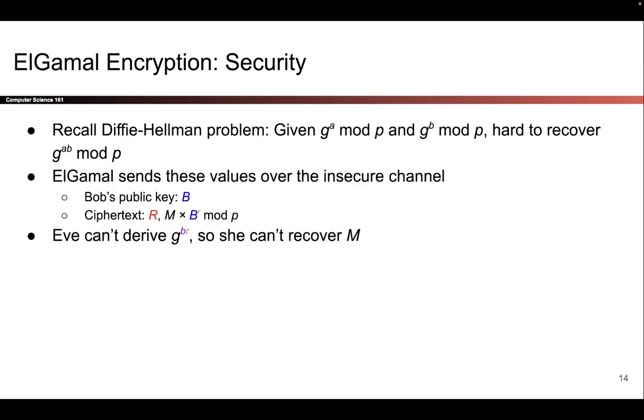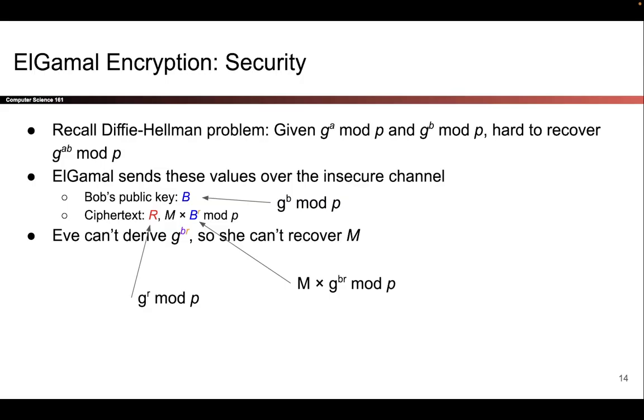These symbols are kind of confusing, so we can write out what they represent. Big B is g to the little b mod p. Big R is g to the little r mod p. And the message is encrypted with g to the br mod p, the shared secret. If we look at this, g to the r mod p and g to the b mod p, that's exactly the two values given in the Diffie-Hellman problem. And the Diffie-Hellman problem says, even if I tell you these two values, g to the b mod p and g to the r mod p, it is hard for Eve to derive g to the br mod p.